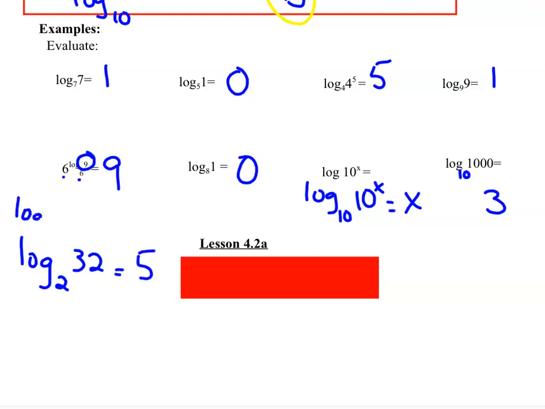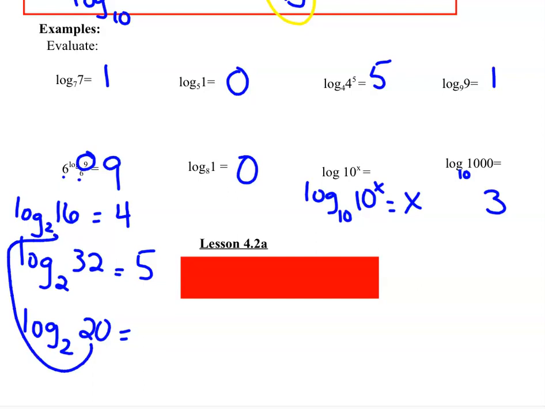If I said log base 2 of 16, you would say 4. If I said log base 2 of 20, more difficult? Why? It's not perfect, right? 20 is not one of our powers of 2. I can use some reasoning and say since 20 is in between 16 and 32, my answer is going to have to be somewhere between a 4 and a 5, right? But it would be a decimal number.